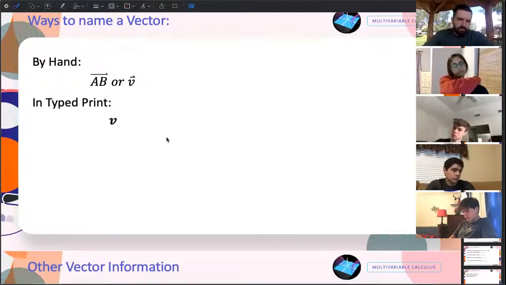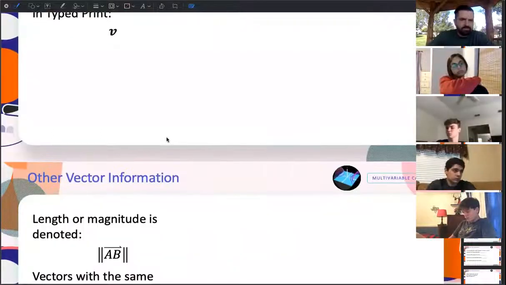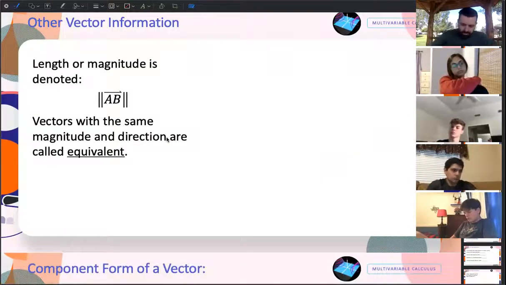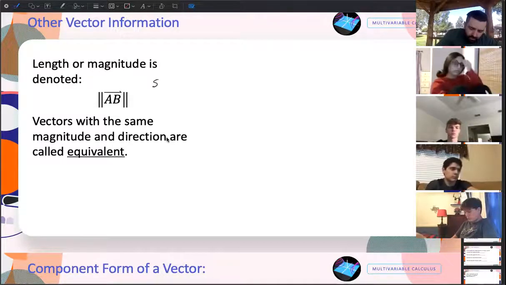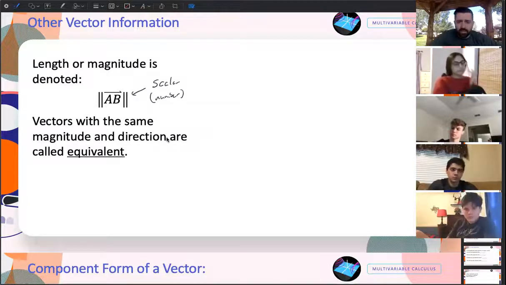So there I put it by hand, AB or vector V, in typed print, a bold V. You could even tell, it's hard to even tell it's bold there, let alone if you were to try and do that by hand. Length or magnitude is denoted with two absolute value bars. So that's usually how we write magnitude. This is a number, or what we call a scalar, which just means it's a number. It's not a vector. It's a length, so it'll be like 10 units or whatever length.